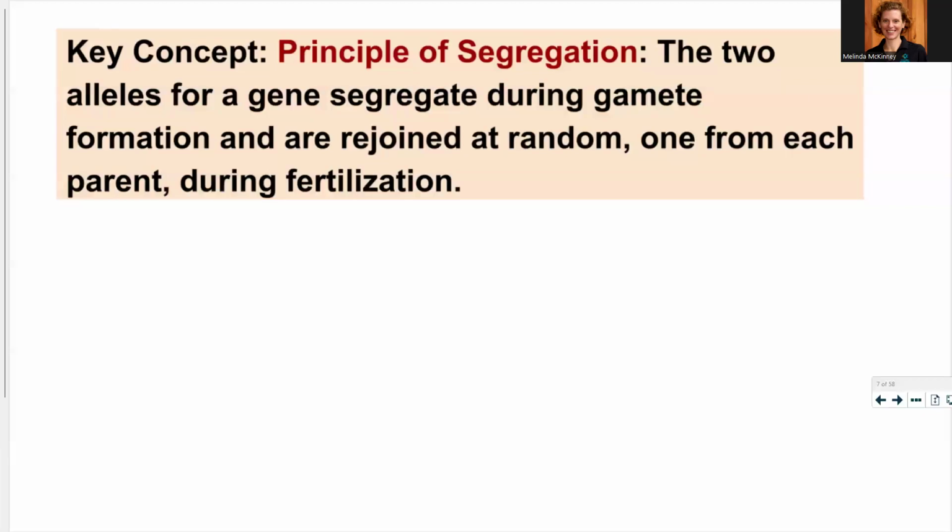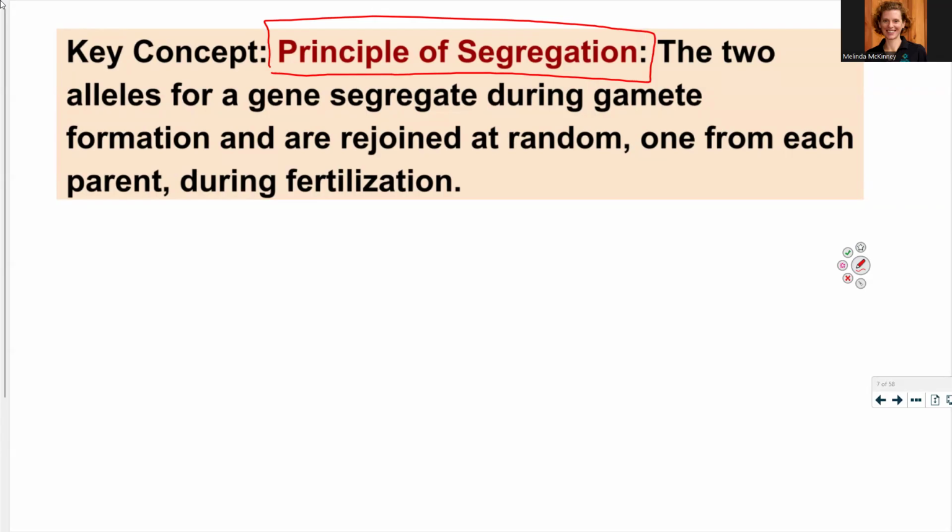Bio 181, Chapter 12. We're looking at genetics and inheritance, and we're going to look at Punnett squares. But first, we've got to talk about how Punnett squares work, and they really work because of the random segregation of the genetic material during meiosis.